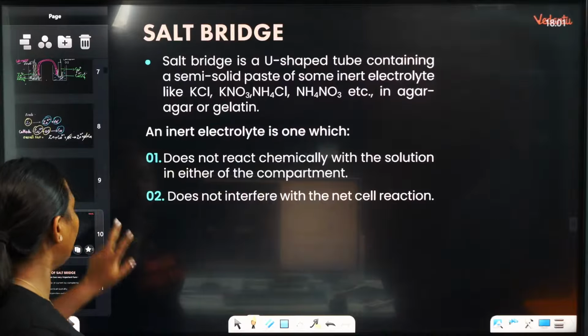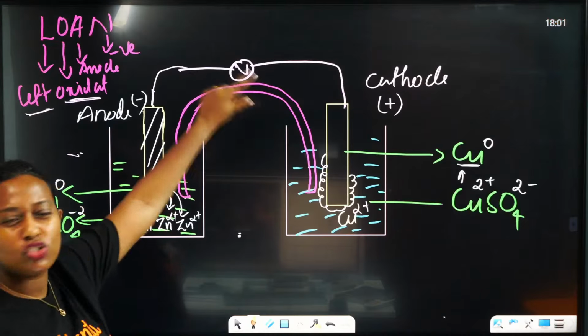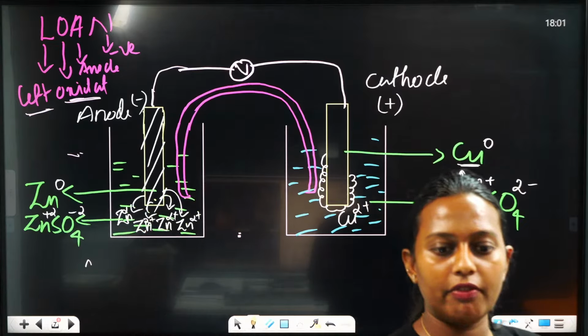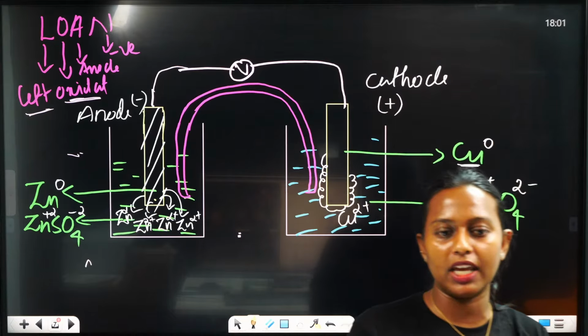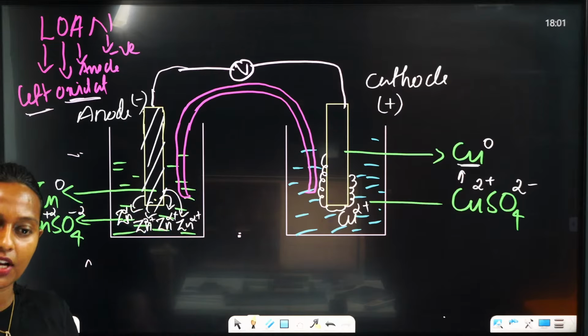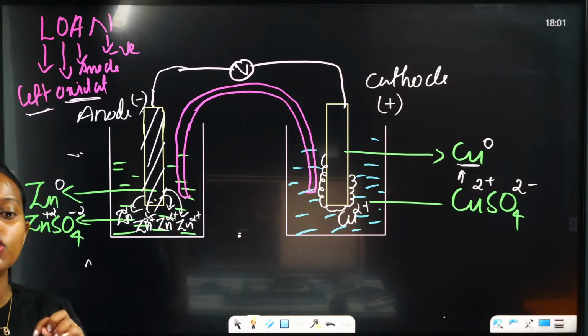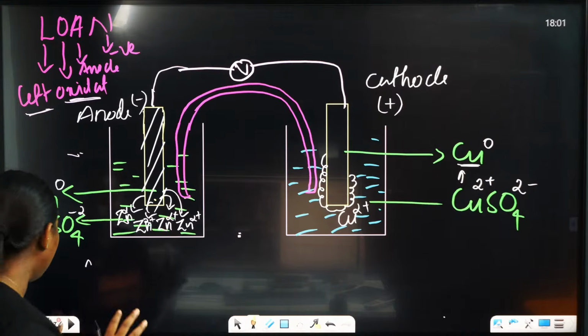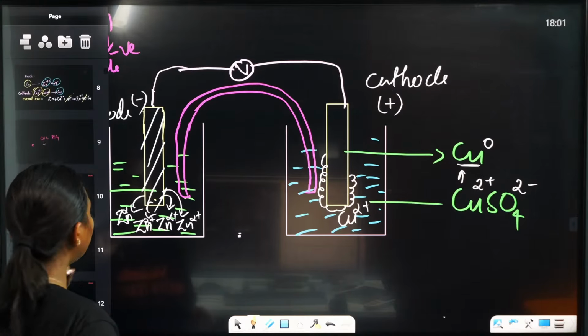So next we are moving to the salt bridge, which you can see here. Why are we using a salt bridge? Okay, why are we using a salt bridge here? It's okay, Aditya. Everyone, please like the session quickly.